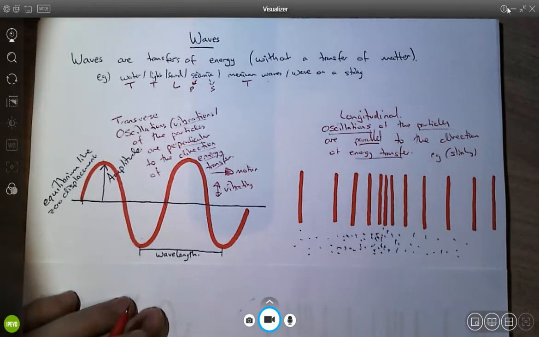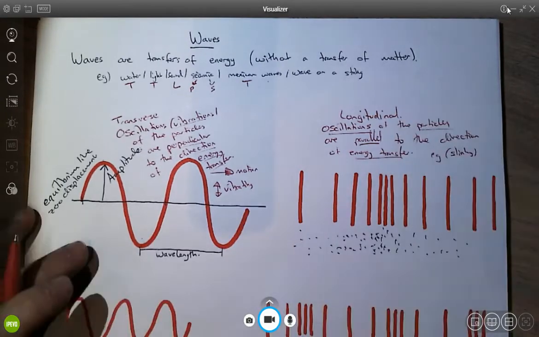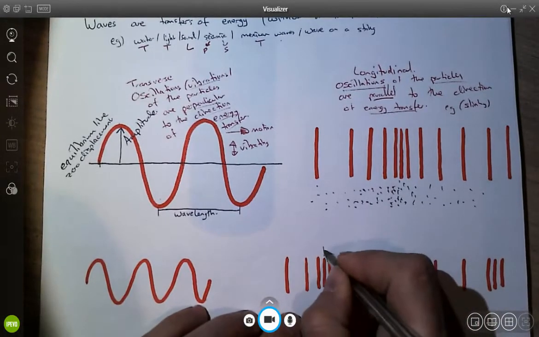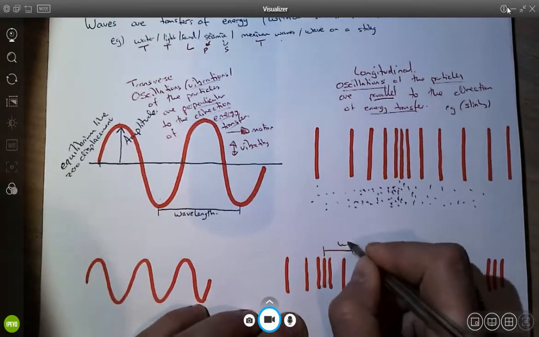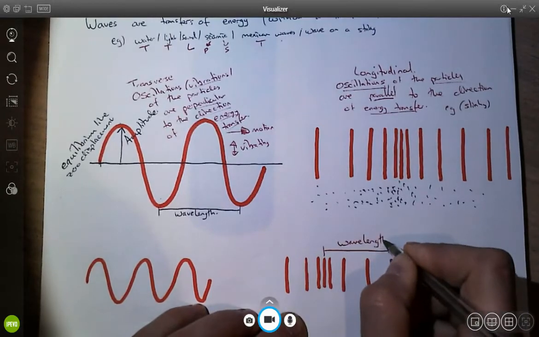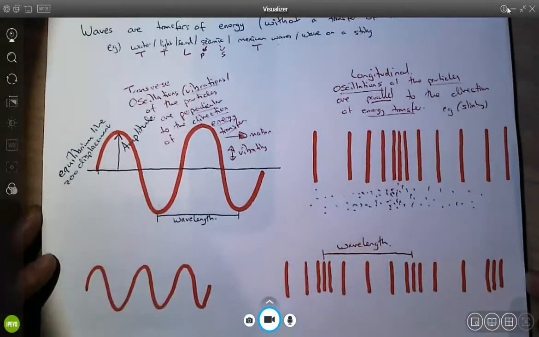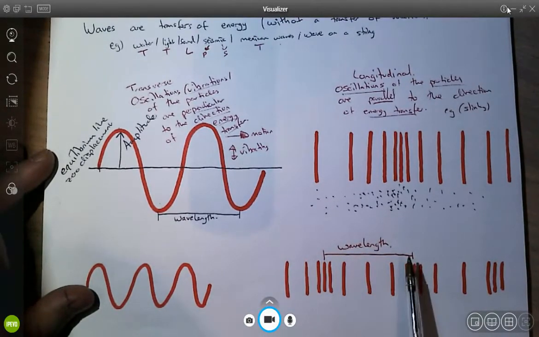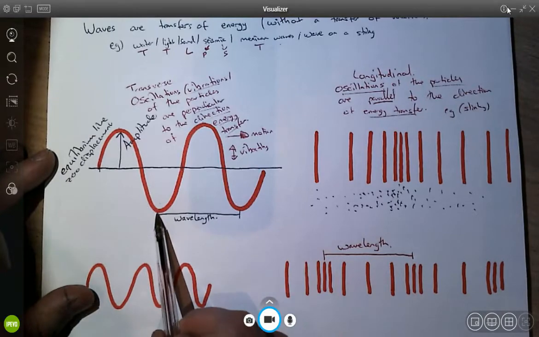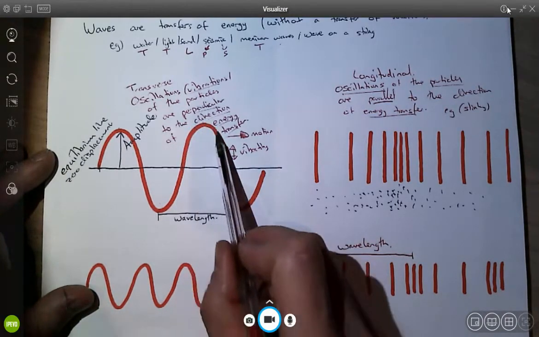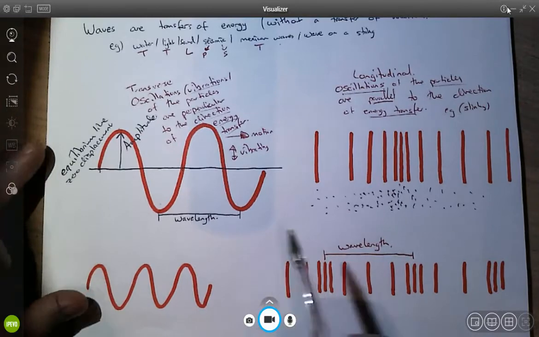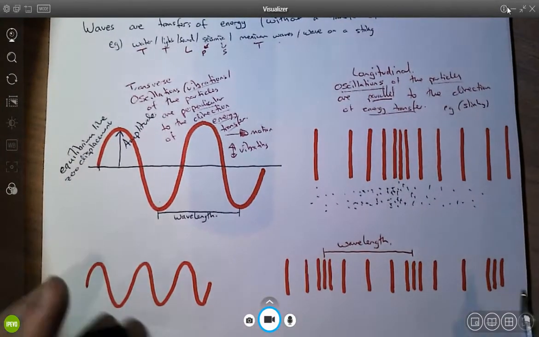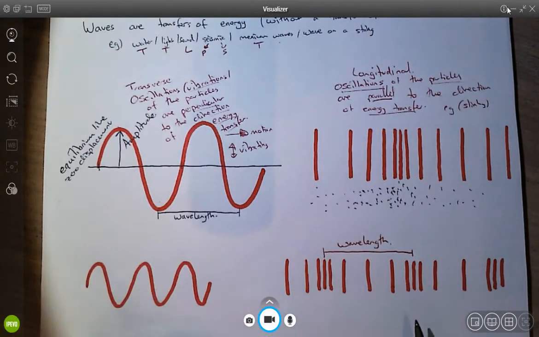So what do we need to be able to label on this wave here? We need to be able to label the wavelength, which is this bit here. Now, this sometimes confuses students, and they'll say, why is the wavelength here, where we're going all the way up, down, and back again, whereas here we're seemingly only going from one point to the other. So it helps to really think about how we match these two types of waves up.